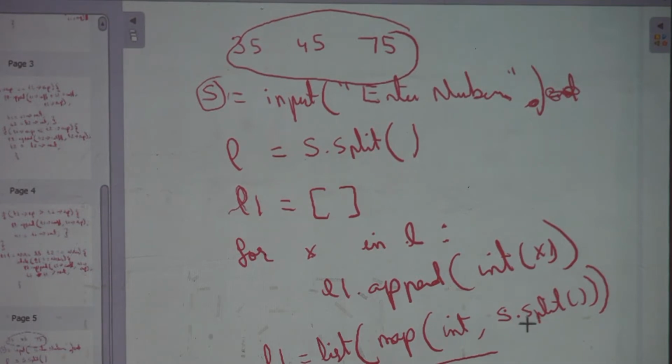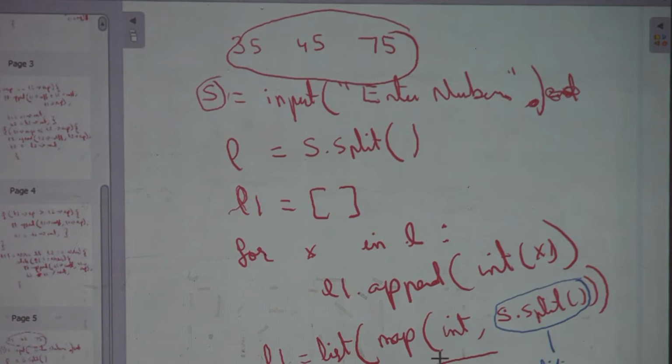So see what's happening here. I am reading the data in S, same way. Then I am splitting it. Then what am I doing? This split will produce a list of some kind. What kind? List of strings. Then what am I doing?